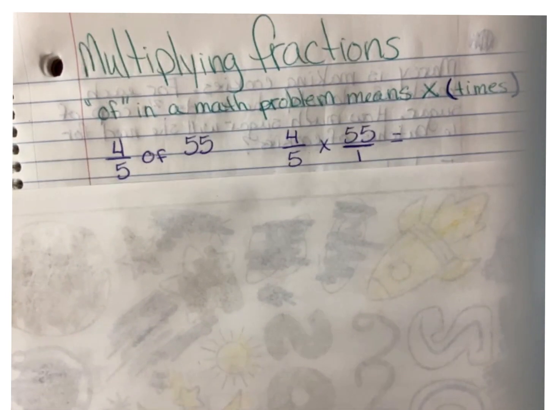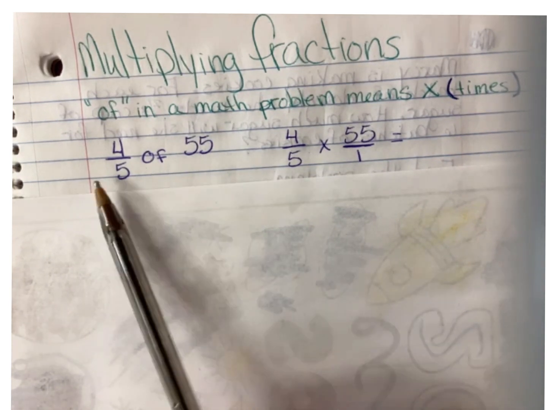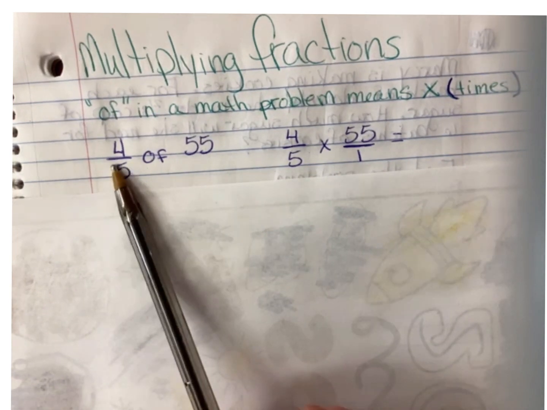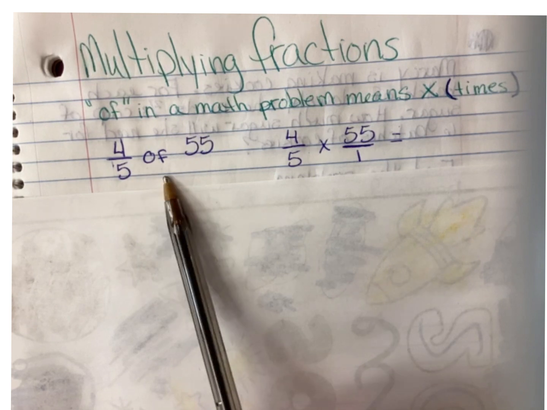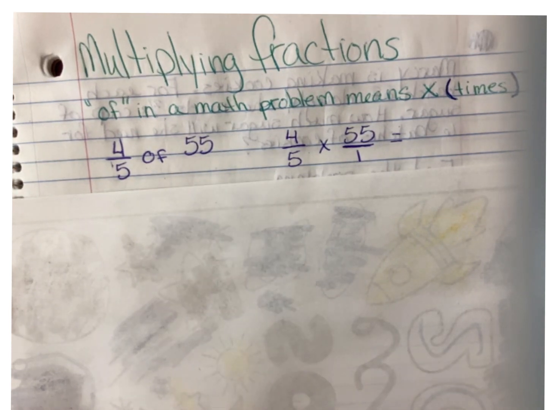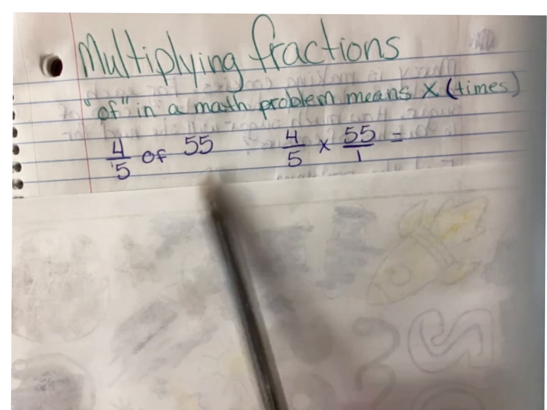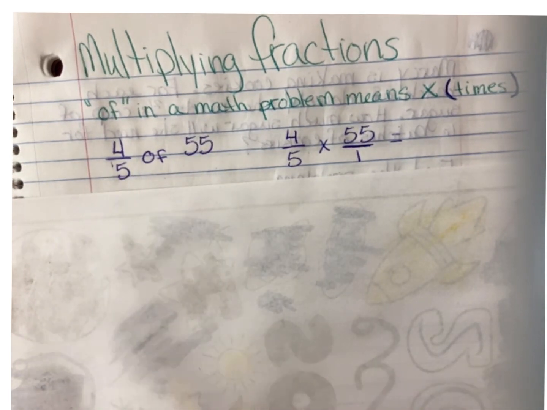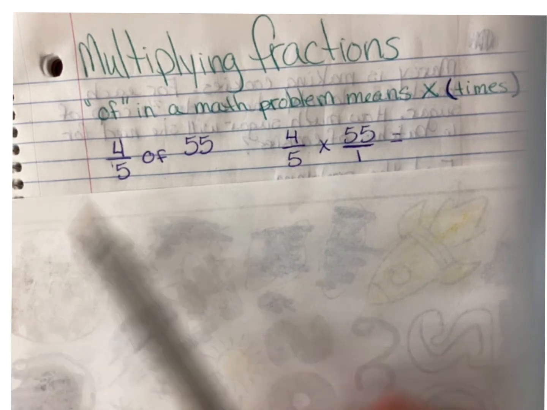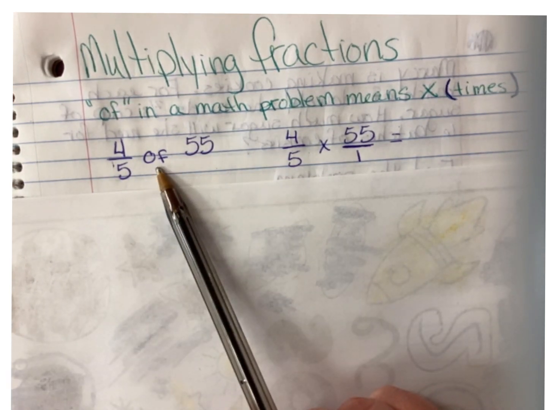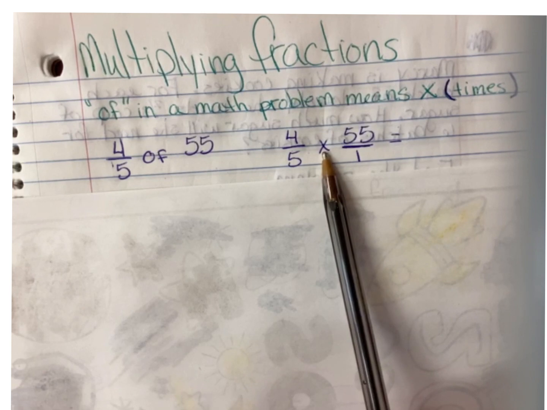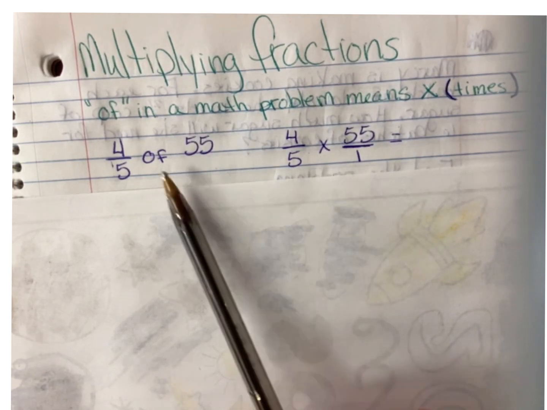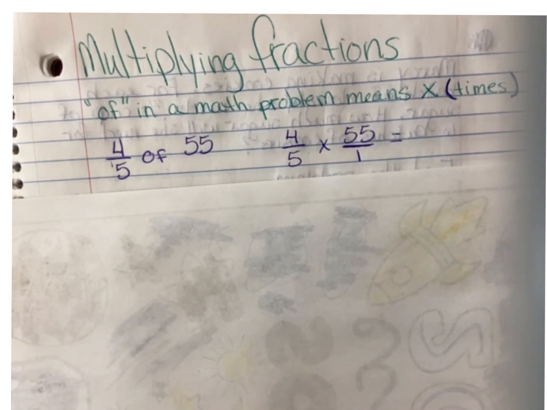So here's an example. If I have 4/5 of 55. This could be an example of I have 55 students and 4/5 of them scored 90% or above. And so then I would use multiplication, change this into a little bit of multiplication. When a problem says of, it means that we need to multiply.